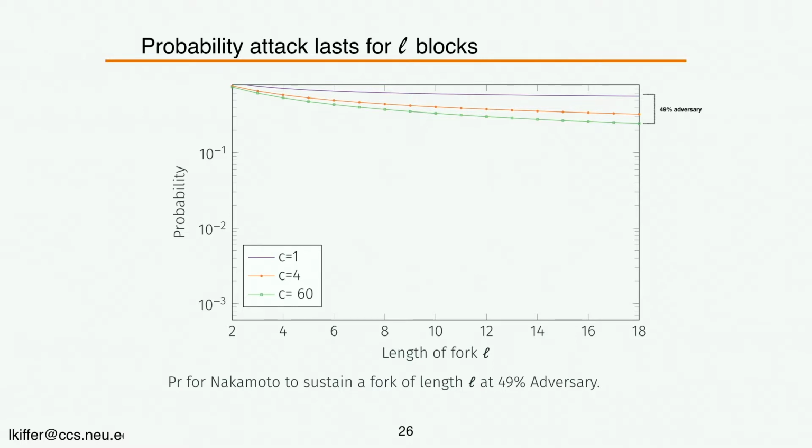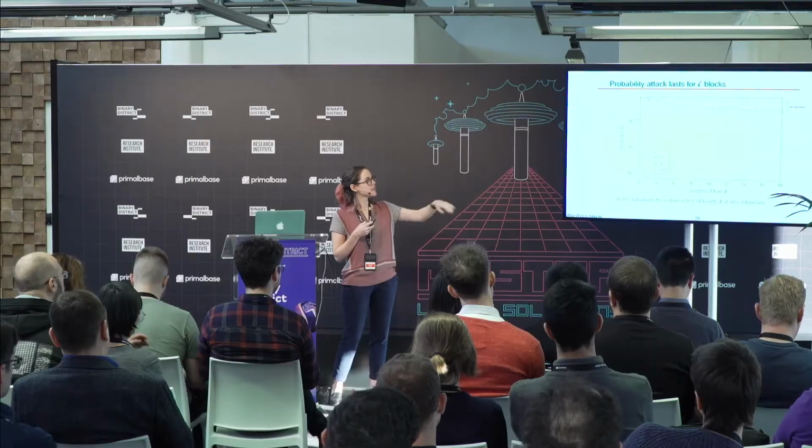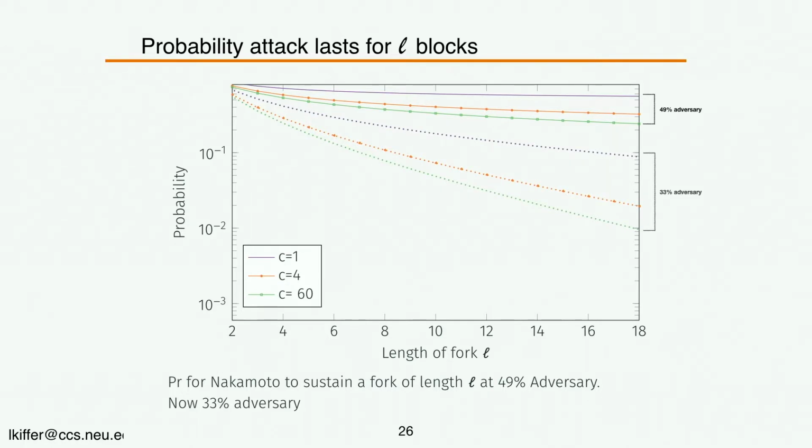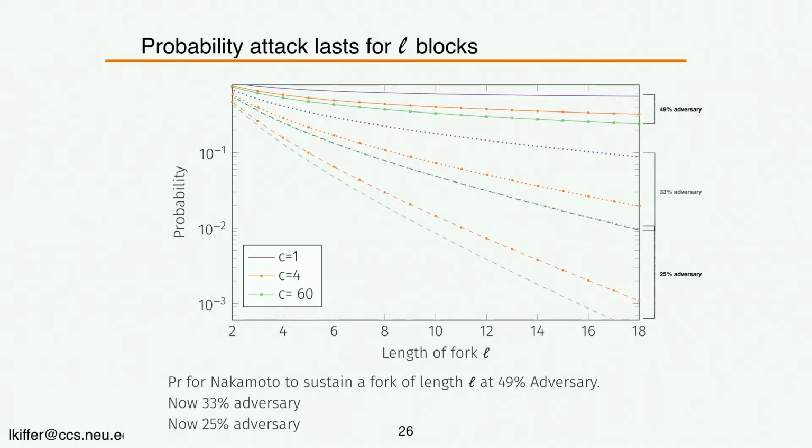So we're looking at 3 different values of C here, and say C equal to 60 is about Bitcoin. For a 49% adversary, you see that it's pretty likely that the attack lasts for a pretty significant number of forks, of blocks. But a 49% adversary is pretty strong, right? So we can look at different percentages, say a 33% adversary or a 25% adversary. For an example here, if you were to wait 9 blocks before you consider a transaction confirmed in Bitcoin, and there was an adversary with 25% of the mining power, in this model, there would be about a 1% probability of your transaction being reversed.